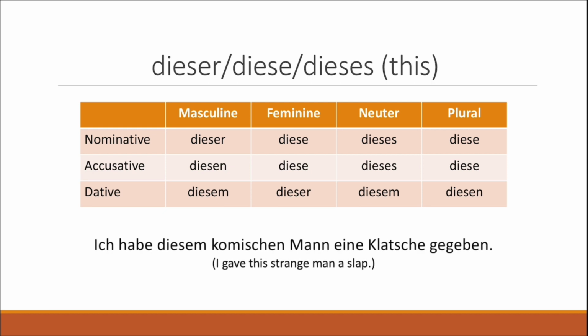Here you can see an example. Ich habe diesem komischen Mann eine Klatsche gegeben, which means I gave this strange man a slap. And here you can see that we're using diesem, which means this, in order to indicate that I gave a slap to a man who was near me. Because of that, we're using this. And because we are answering the question, whom did I give a slap? I gave this man a slap.